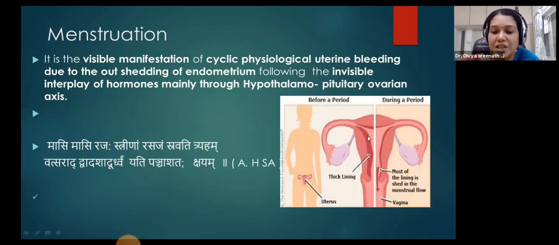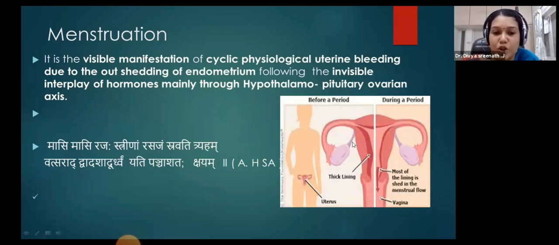So the endometrium has mainly two layers. One is the basal layer, stratum basalis, and another is the functional layer, stratum functionalis. The line close to the myometrium is the basal layer, and this is the functional layer. This functional layer is shed every month. After that, from the basal layer, it regenerates again.